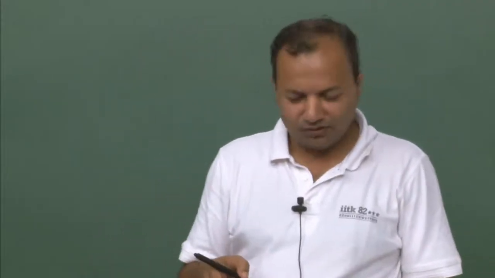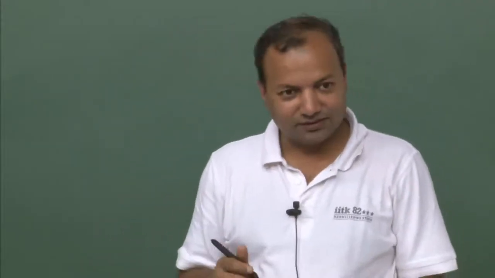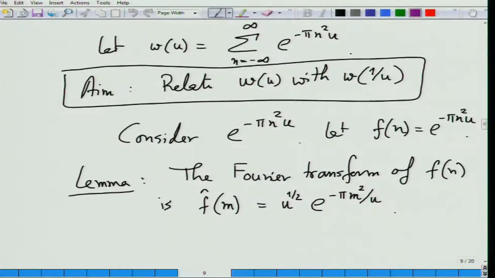So this is the lemma we are going to prove today, amongst other things, of course. I might have to come back and modify the statement of this lemma. This square root u could be 1 over square root u, but we will see.